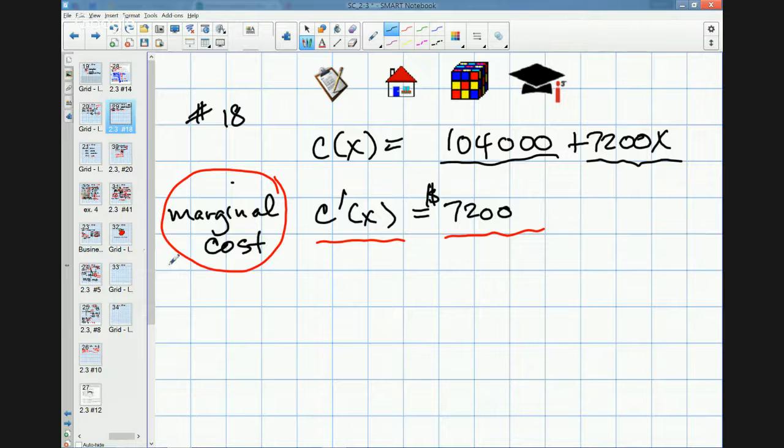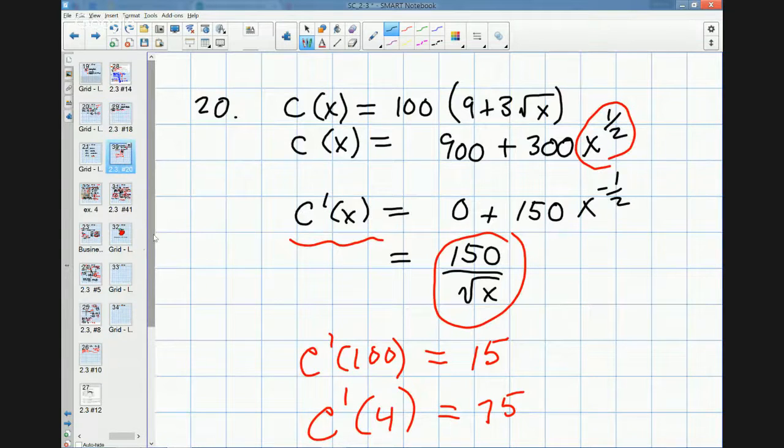We've got 2 more examples to look at. Number 20. Same part. It says find the marginal cost for producing X units. So on number 20, here's what they gave us for the cost. They said 100 times the quantity 9 plus 3 times the square root of x. Well, we need to multiply out that distributive property. That's what I did in the second line. 100 times 9 is 900. 100 times 3 times the square root of x is 300 times the square root of x.